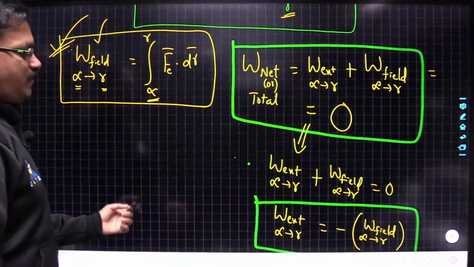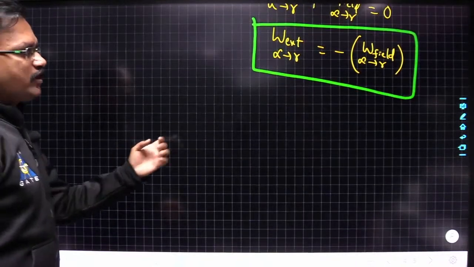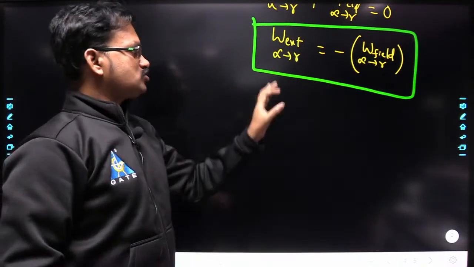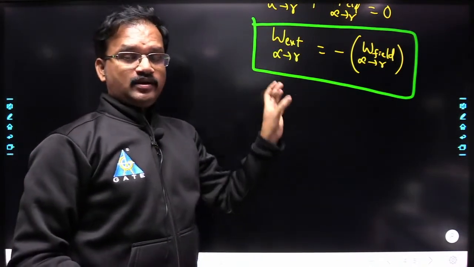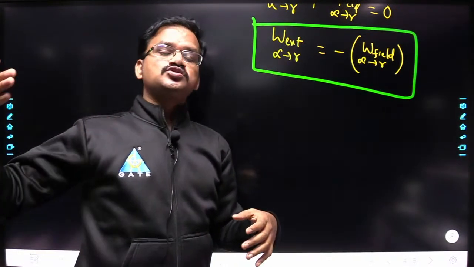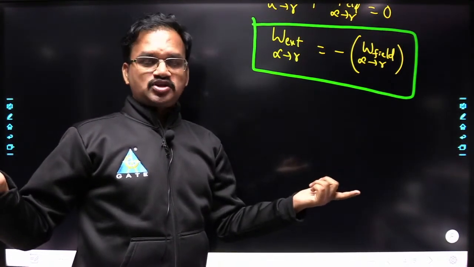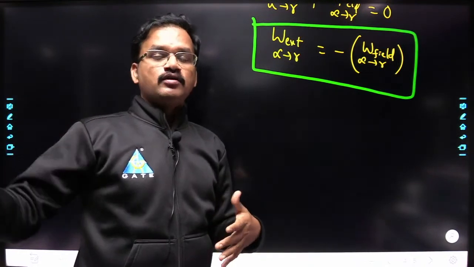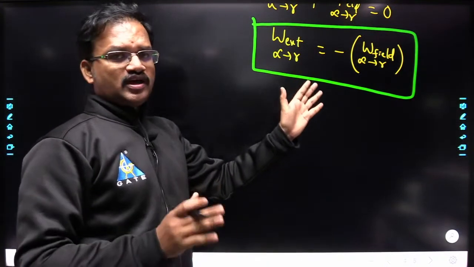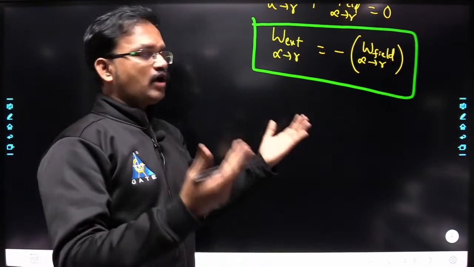Now, since we can relate the work done by the external agent and the work done by the field, from here onwards we try to determine the work done by the external agent. If they ask to determine the work done by the field also, just multiply the work done by the external agent with minus, then you get the work done by the field. In most of the cases they are asking to determine the work by the external agent, so we follow that one here.